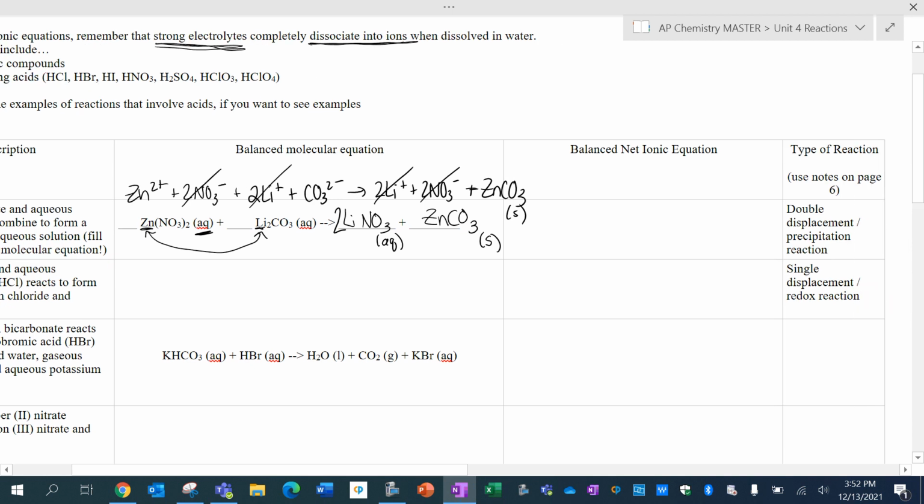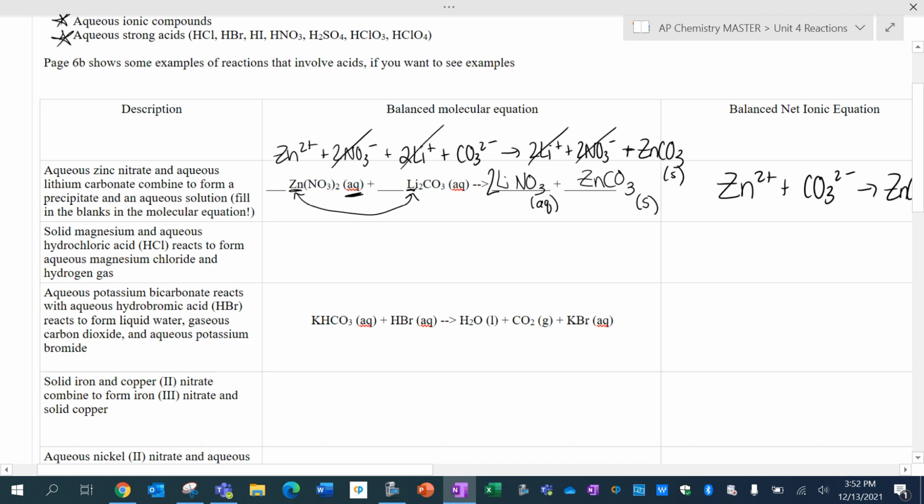They're actually not really even involved in the reaction. So my net ionic equation is just going to show who's involved in the reaction. And that's zinc ions and carbonate ions combining to form this zinc carbonate precipitate. All right, now let's look at the second one.